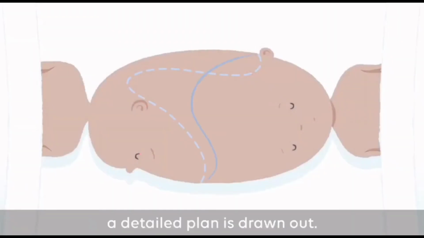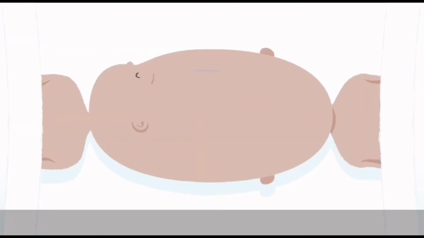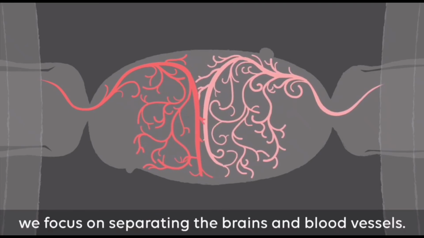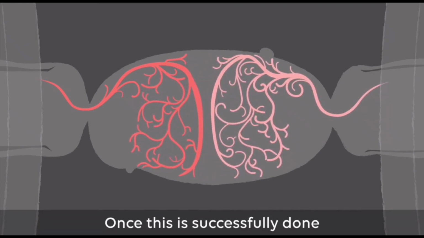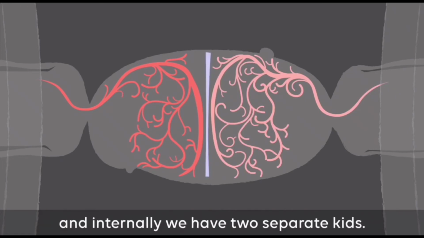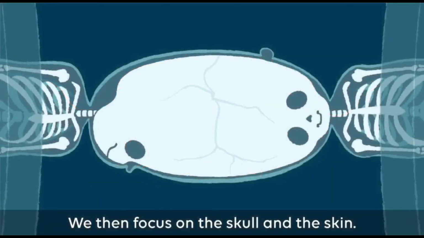Following the assessment, a detailed plan is drawn out. For the first 2 to 3 procedures, we focus on separating out the brains and the blood vessels. Once this is successfully done, a piece of plastic is put between the 2 brains, and internally we have 2 separate skulls. We then focus on the skull and the skin.